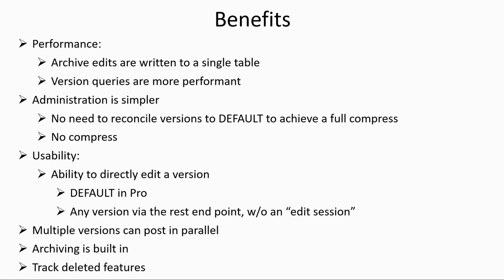Also with branch versioning, we have the ability to directly edit default version in Pro or any version via the REST endpoint without an edit session. Since there is no exclusive lock on the default version, multiple versions can post in parallel. Now, when you enable branch versioning on a data set, archiving is enabled without requiring an additional step. Also, enhanced editor tracking capabilities allow you to track users who delete features within a version, something that was not available with traditional versioning.